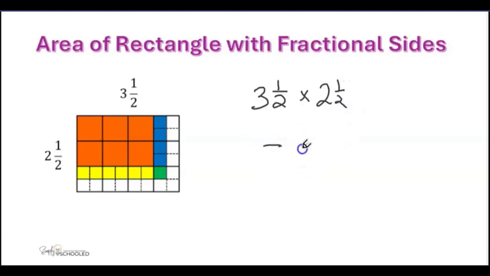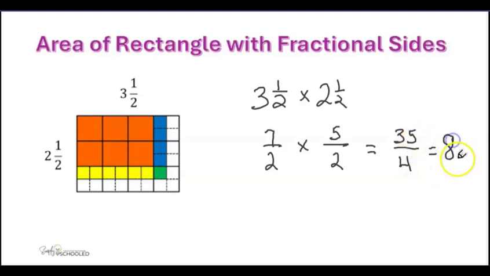First I have to change them into improper fractions. Remember, the denominator stays the same. So 2 times 3 is 6, plus 1 is 7. 2 times 2 is 4, plus 1 is 5. Now I can multiply them. 7 times 5 is 35. 2 times 2 is 4. Now I'm going to change that to a mixed number. 4 divides into 35 8 times. 8 times 4 is 32, so there'll be 3 left over.